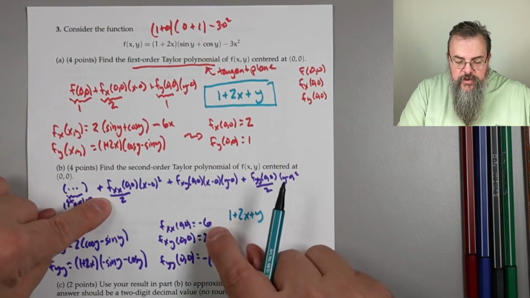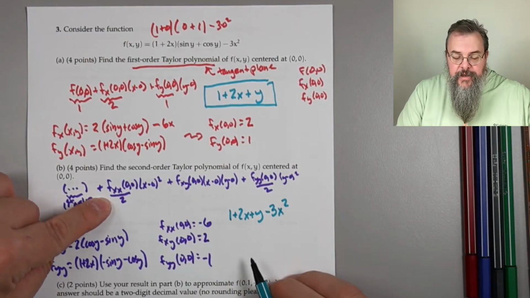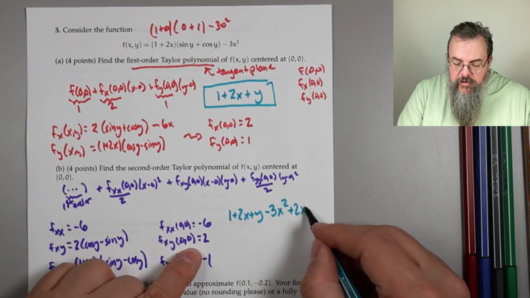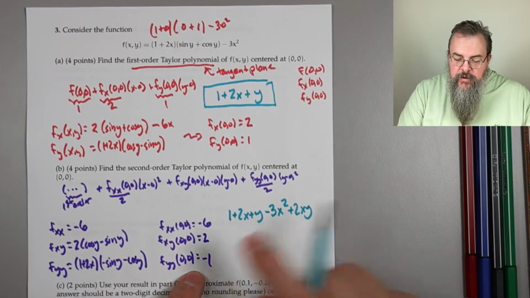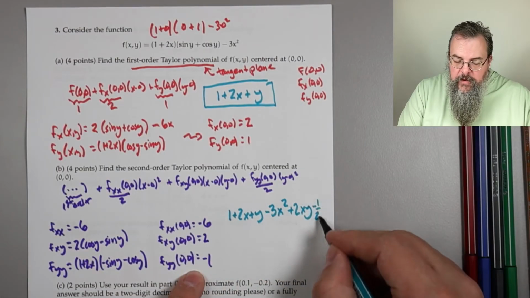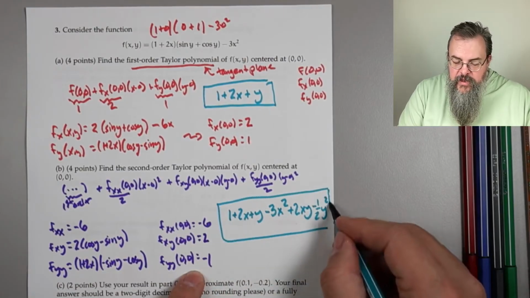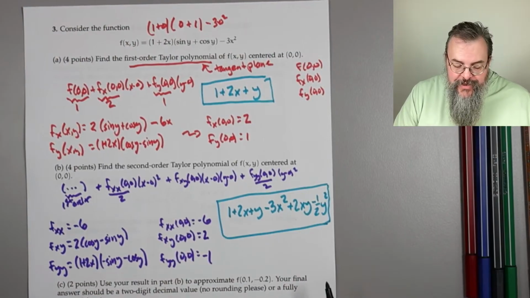f_xx of 0 over 2, so minus 3x squared. f_xy, so plus 2xy. And then f_yy divided by 2 would be minus 1/2 y squared. Okay, so there's our second order Taylor polynomial centered at (0, 0).